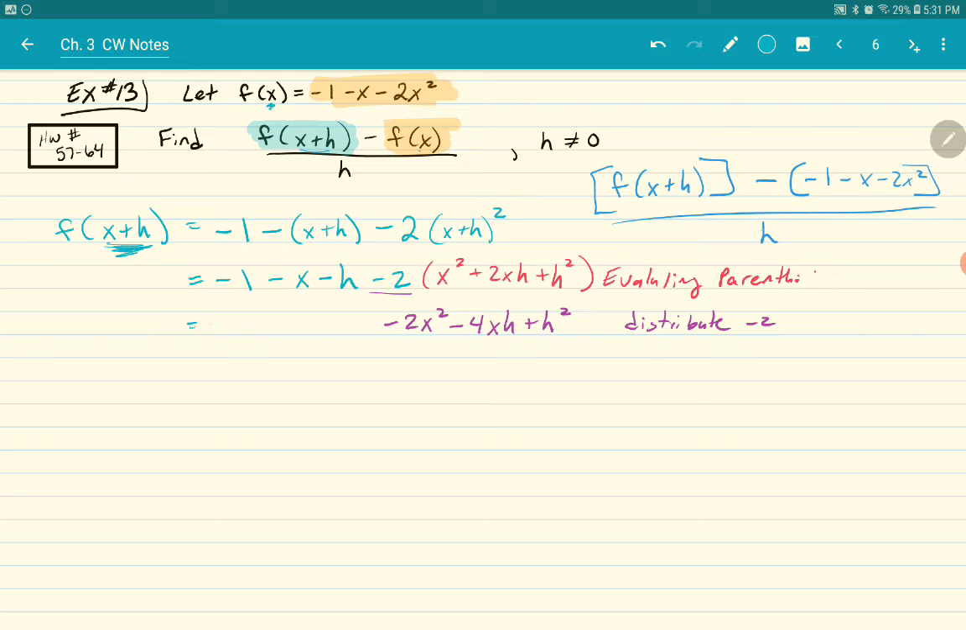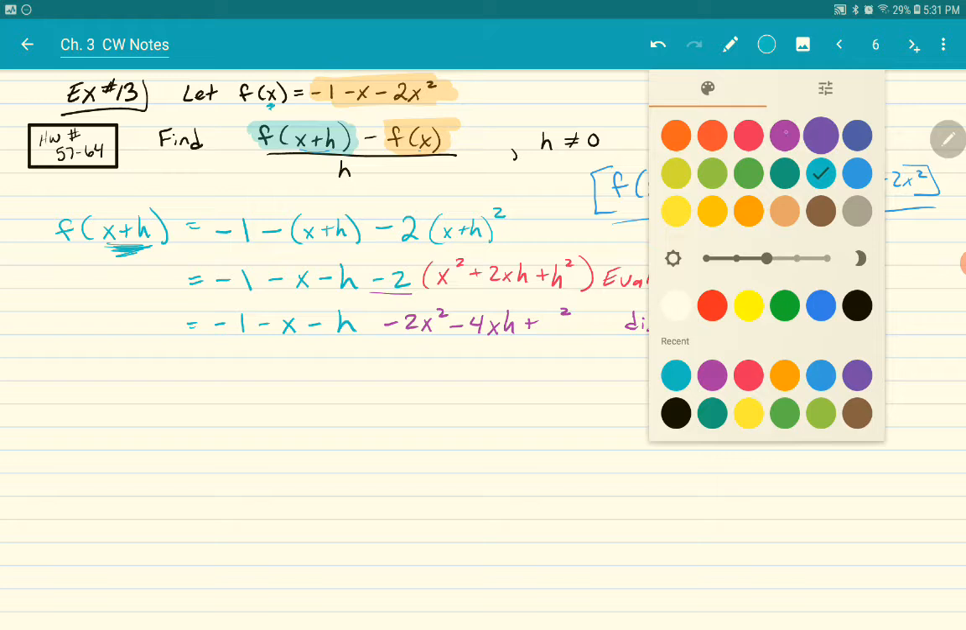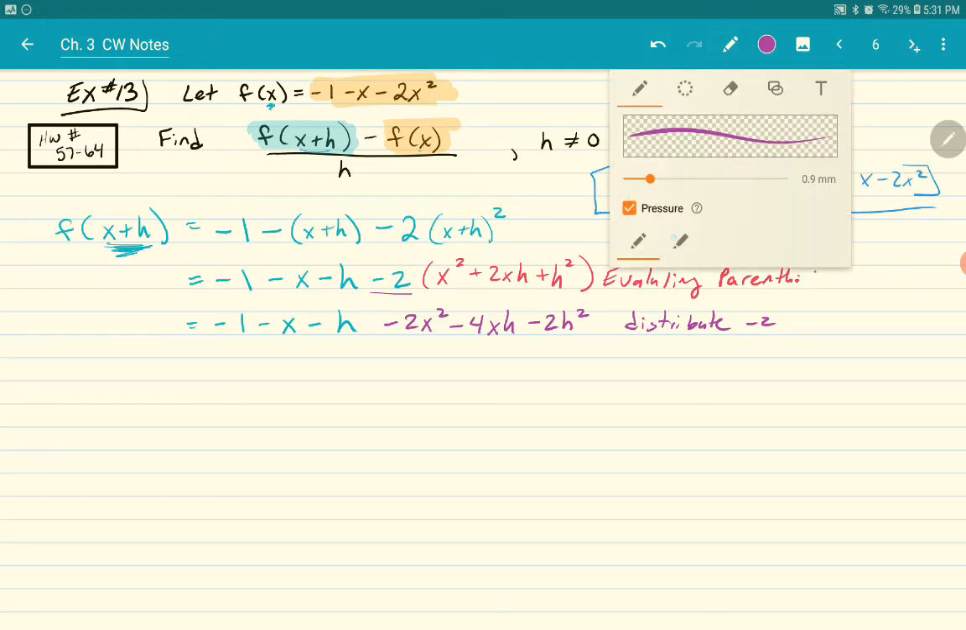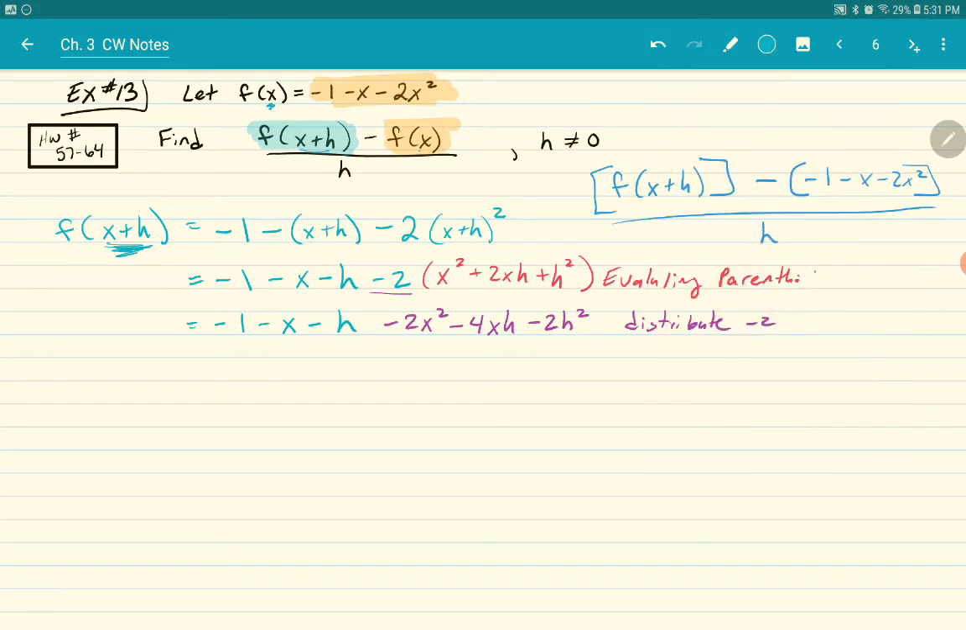I'll copy down the part that didn't change. Okay. I messed up here. Sorry. -2 times h squared is a -2h squared. There we go. That's better. So I don't have any like terms here, so I really can't simplify this any further. This thing that we just found is the simplest form of this piece.